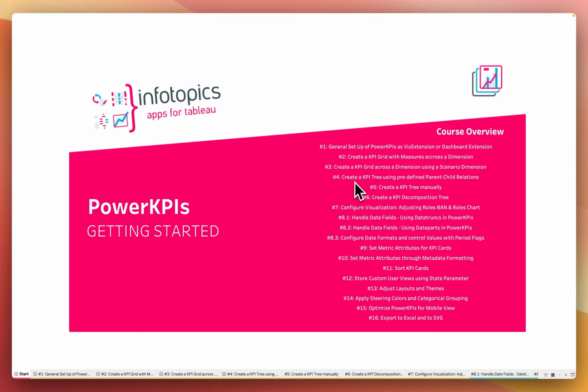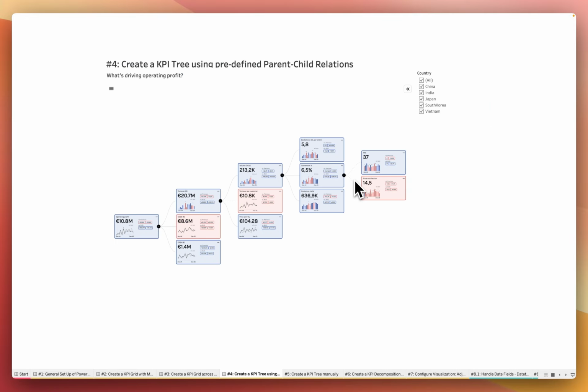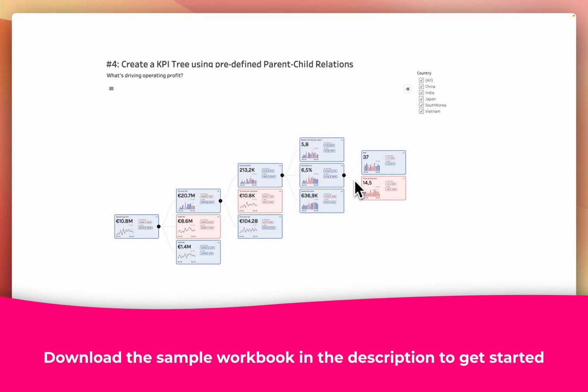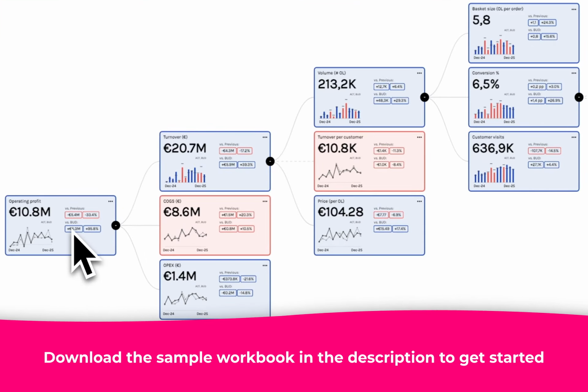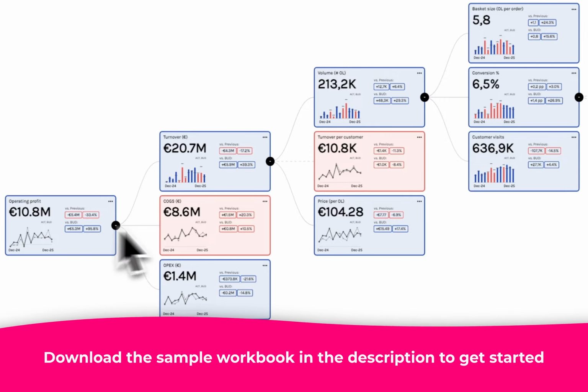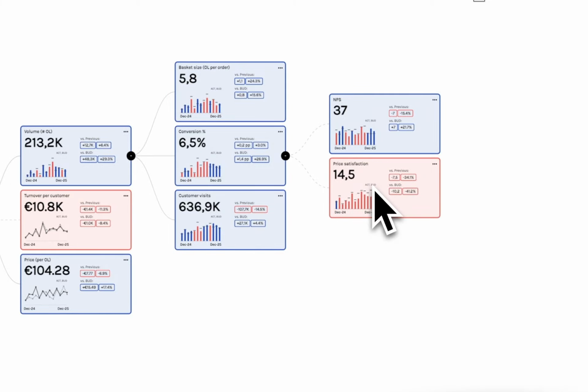In this session number 4, we will learn how to create a KPI tree using predefined parent-child relations embedded in our dataset. Tree layouts are another form of displaying your KPIs with a particular focus on how they relate or contribute to each other. In this example dashboard, we can see a KPI tree with operating profit on top and a selection of other KPIs contributing to our profit further down the tree.